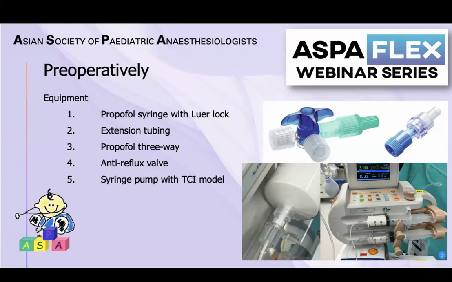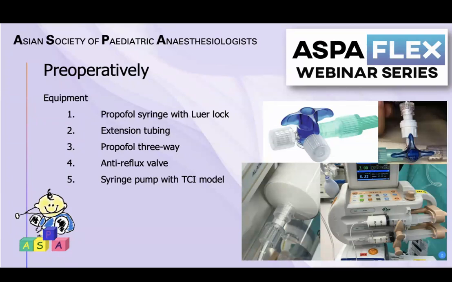There were case reports that showed with conventional three-ways and prolonged propofol infusion, cracks would develop, which subsequently resulted in propofol leakage and patient awareness. Propofol three-ways are especially designed to minimize such cracks and leaks. Fourthly, we will need anti-reflux valves to ensure unidirectional flow to the patient. Bear in mind that the anti-reflux valves may appear very similar to needleless valves. However, needleless valves do not prevent backflow and are therefore not suitable.